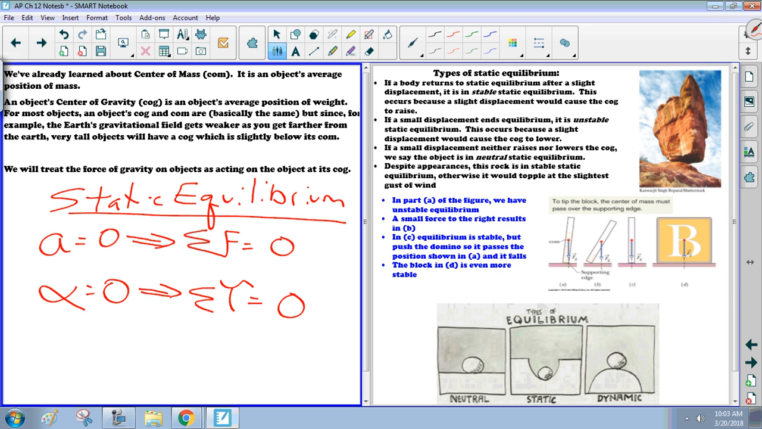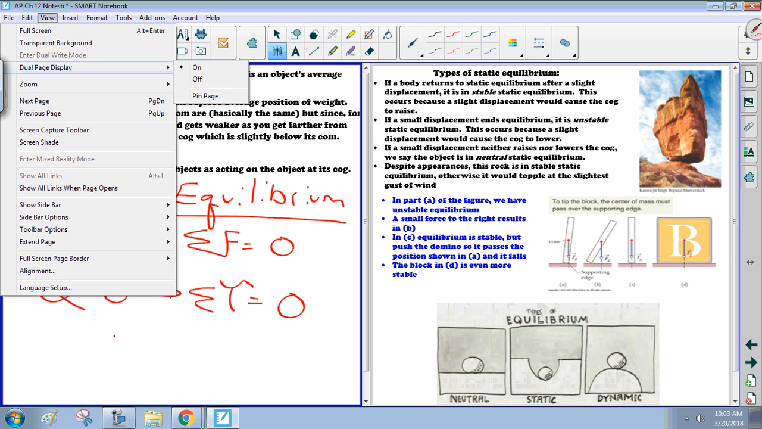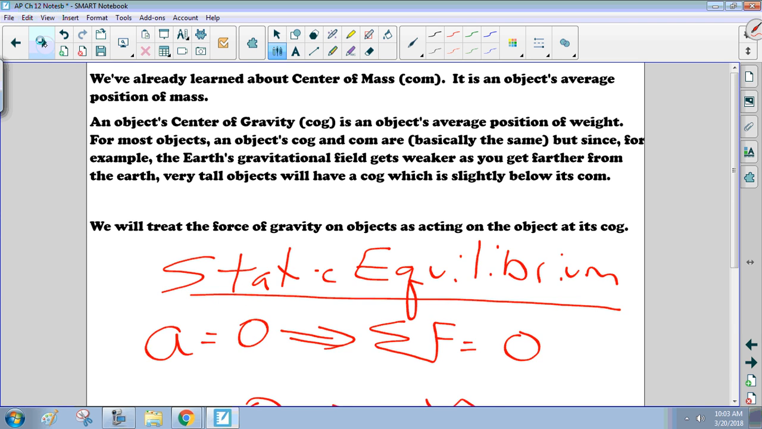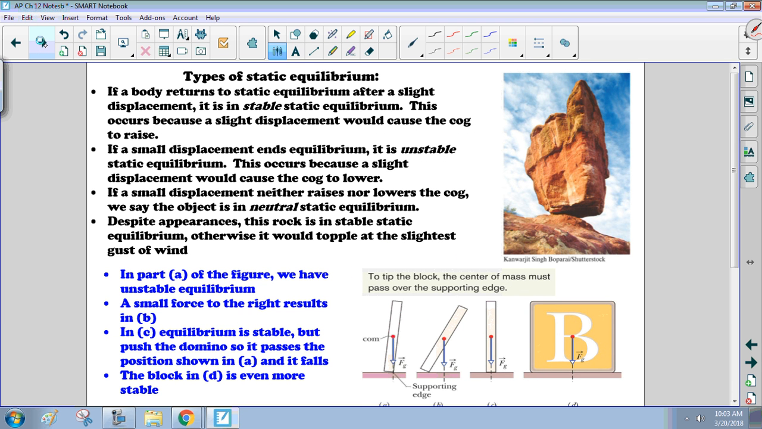Now, it turns out that there are a couple of different types of static equilibrium. Let me enlarge this slide here. View, dual page, off. There are three different types of static equilibrium: stable equilibrium, neutral equilibrium, and unstable equilibrium.